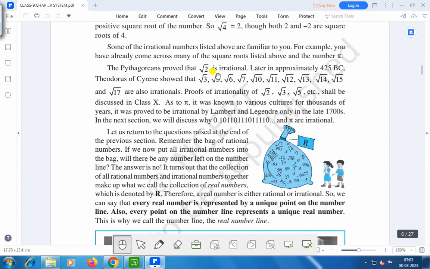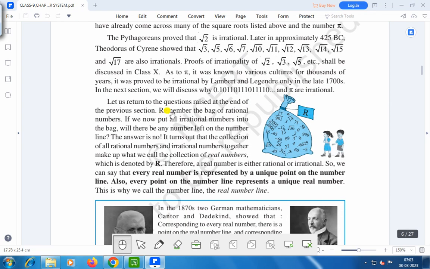The Pythagoreans proved that root 2 is irrational. Later, in approximately 425 BC, Theodorus of Cyrene showed that root 3, root 5, root 6, root 7, root 10, root 11, root 12, root 13, root 14, root 15 and root 17 are also irrationals. Proofs of irrationality of root 2, root 3, root 5, etc. shall be discussed in class 10.